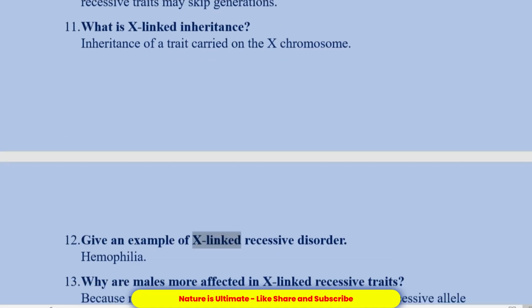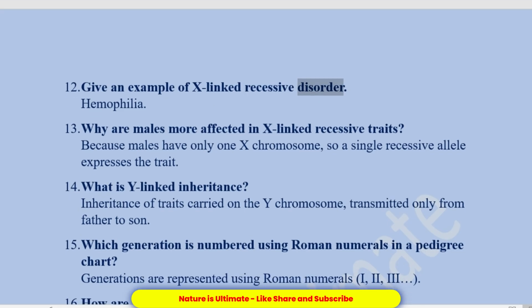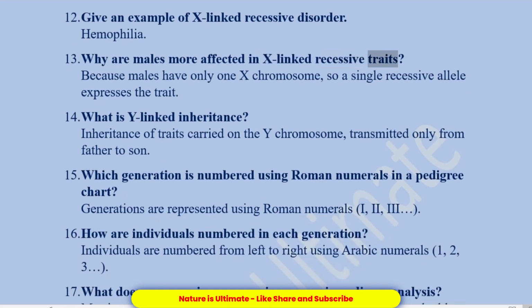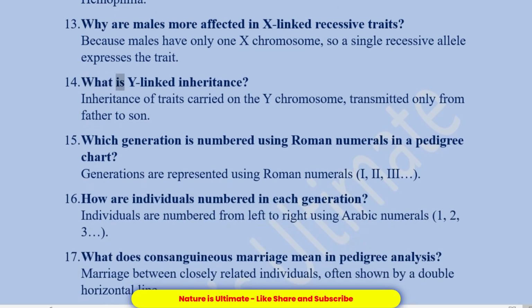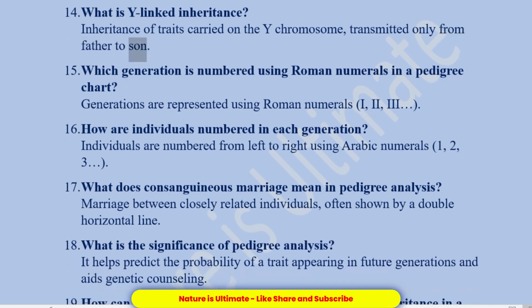Give an example of X-linked recessive disorder. Hemophilia. Why are males more affected in X-linked recessive traits? Because males have only one X chromosome, so a single recessive allele expresses the trait. What is Y-linked inheritance? Inheritance of traits carried on the Y chromosome, transmitted only from father to son.